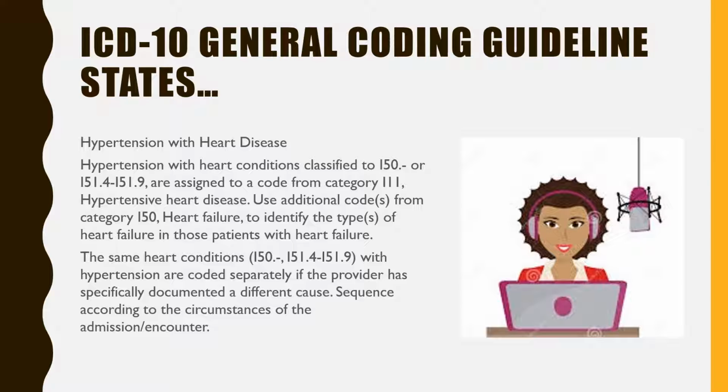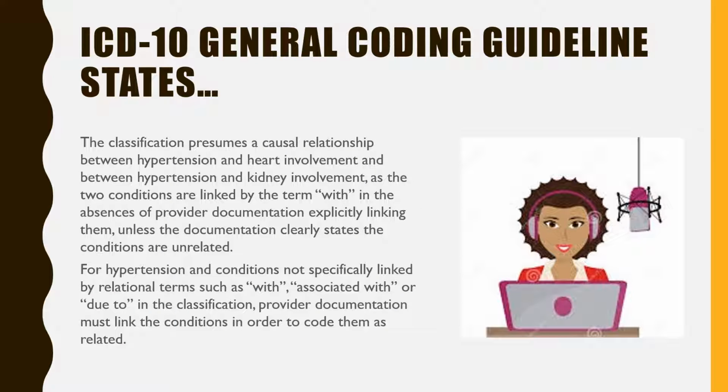The same heart conditions in category I50 or I51.4 through I51.9 with hypertension are coded separately if the provider has specifically documented a different cause, sequenced according to the circumstances of the admission or the encounter. Our guideline further states that the classification presumes a causal relationship between hypertension and heart involvement and between hypertension and kidney involvement, as the two conditions are linked by the term with.